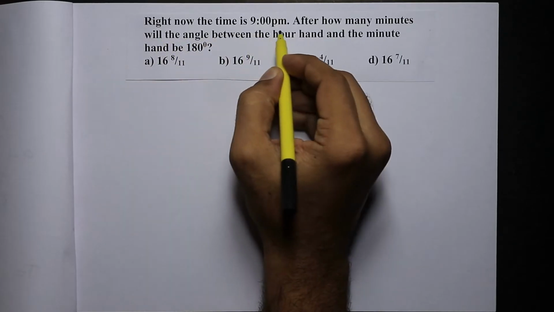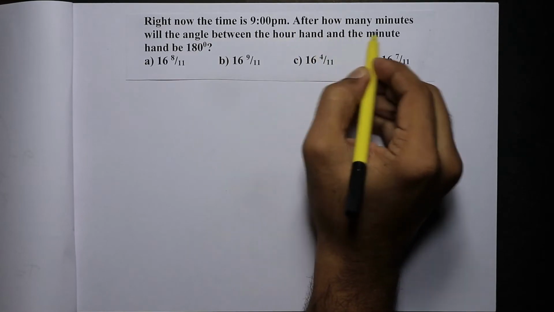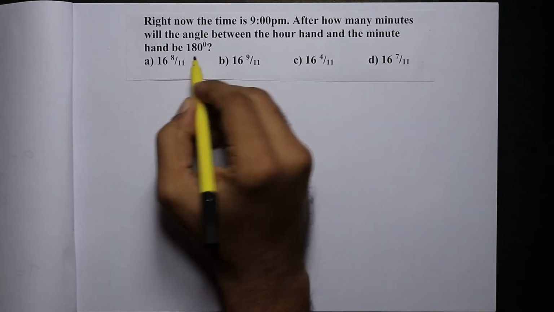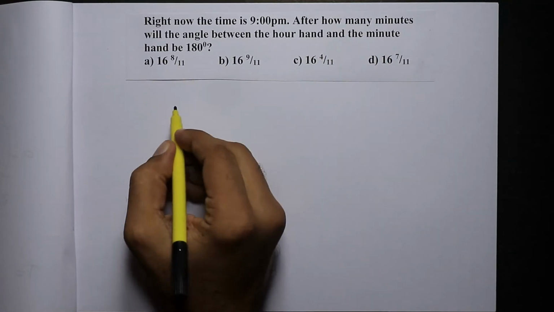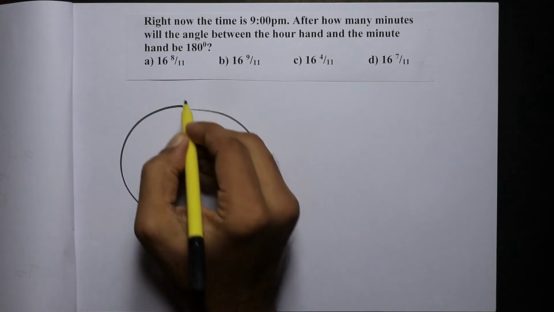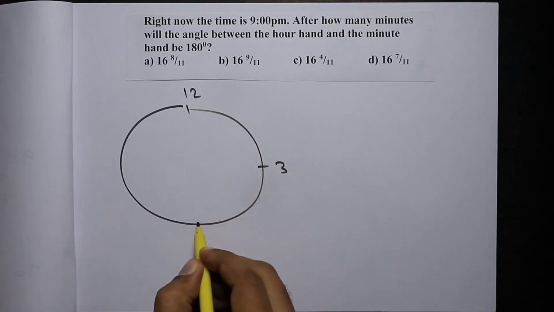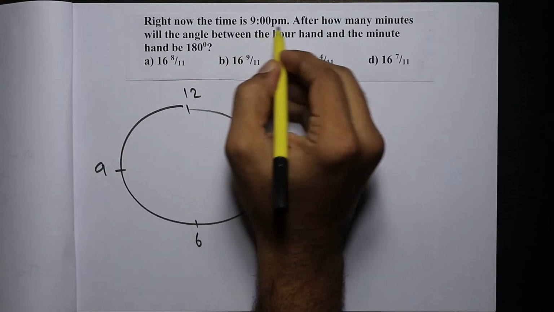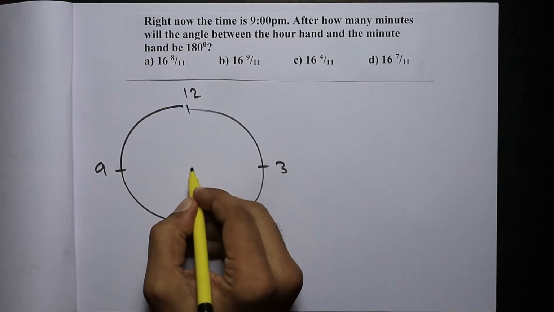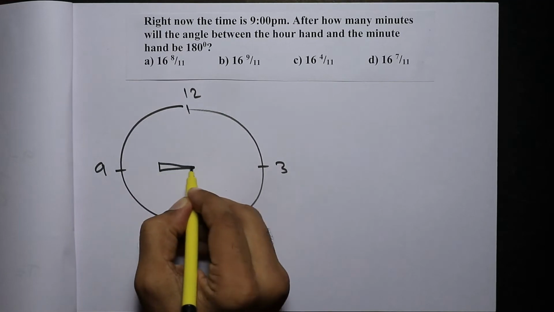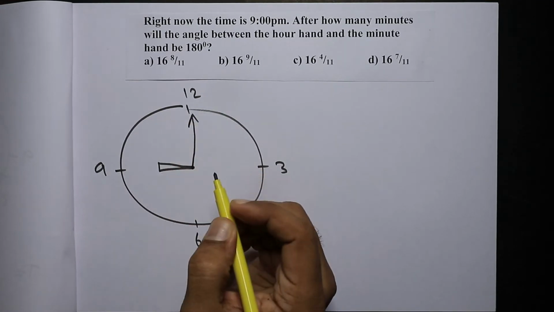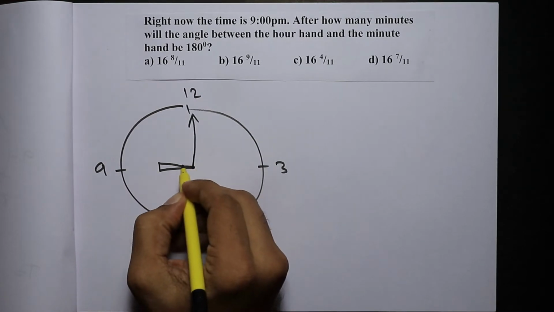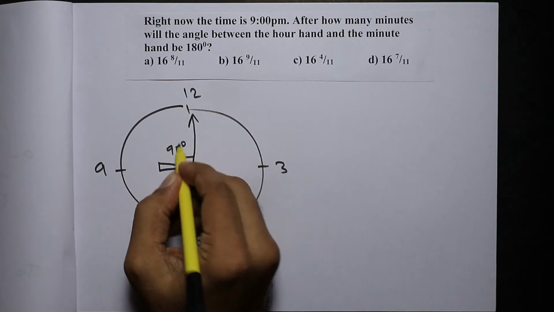Right now the time is 9 p.m. After how many minutes will the angle between hour hand and minute hand be 180 degrees? We'll draw the clock like this. You have 12 here and 9 here. Right now the time is 9 p.m. So the hour hand will be here at 9 and minute hand will be here. Now exactly at 9 o'clock, the angle between hour hand and minute hand will be 90 degrees.